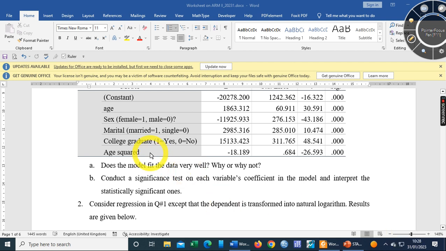The last variable is age squared, and this variable is included in the model in order to capture the non-linear relationship between age and income. The coefficient of this variable is negative and is statistically significant, which implies that the relationship between age and income is non-linear. More specifically, it is an inverted U shape.